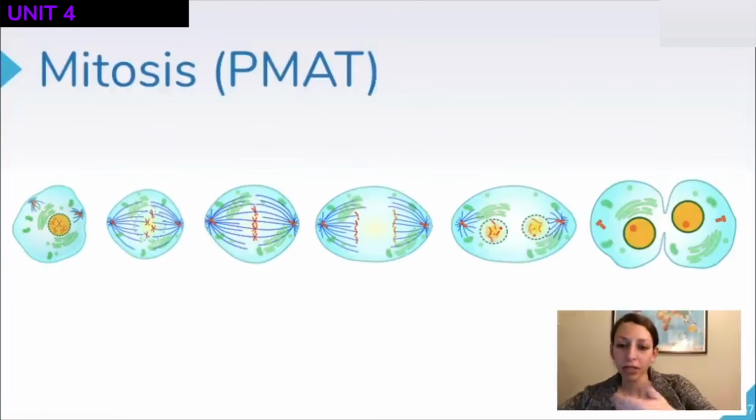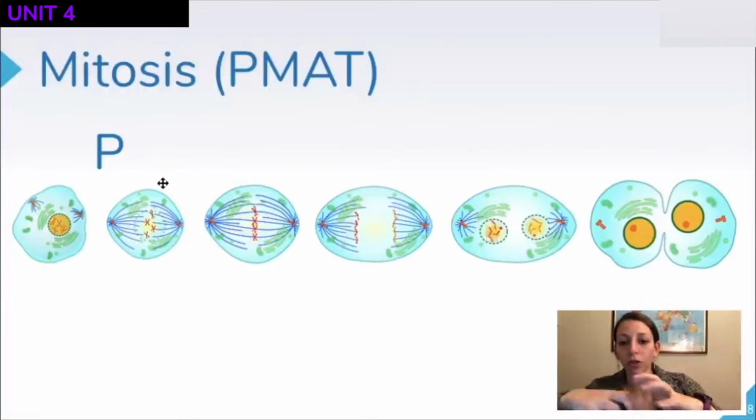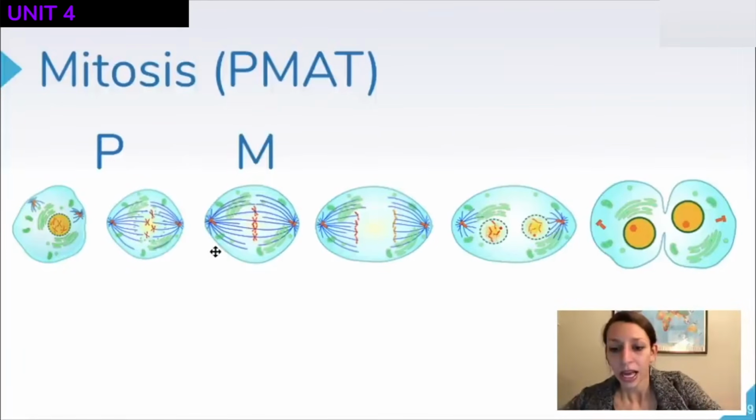We can remember the stages of mitosis as PMAT: prophase, metaphase, anaphase, and telophase. And if we look on here, prophase involves the DNA condensing, our nuclear membrane dissolving, and our chromosomes sort of migrating to the center of the cell. Metaphase is going to involve those chromosomes lining up in the middle of the cell along the cellular equator, and the spindle fibers are going to start to attach to the centromeres of the chromosomes.